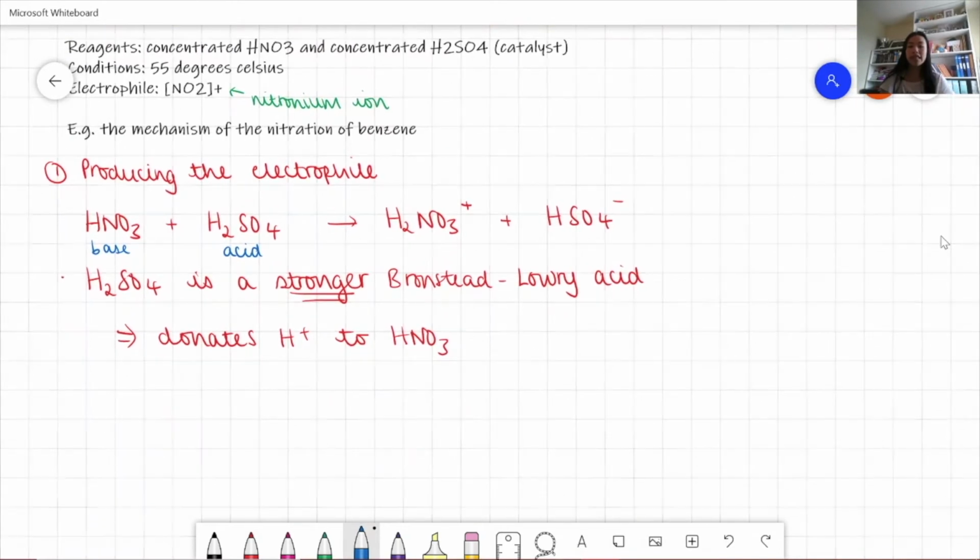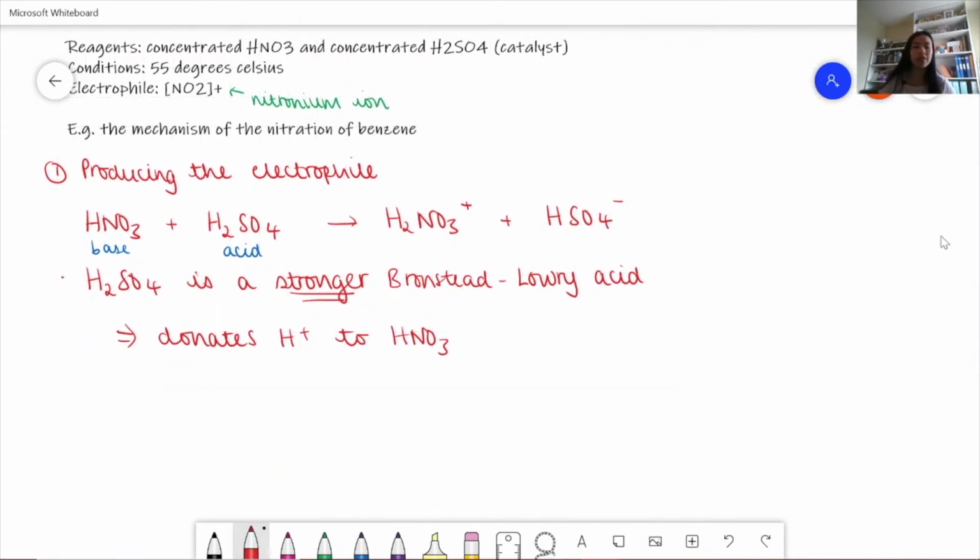And then what happens in the second step, so this is the first step we have, and then in the second step we have that this H2NO3 plus ion will go on to form this NO2 plus that we're after. This is the electrophile that we're going to use for the substitution reaction, and water. So this is the second step.